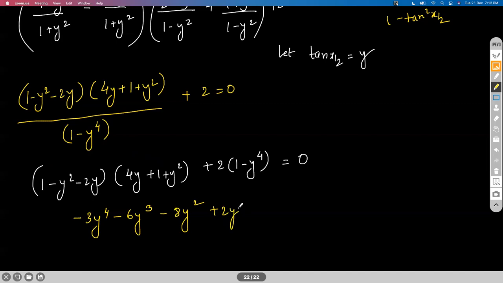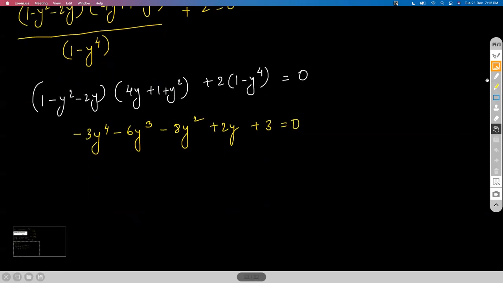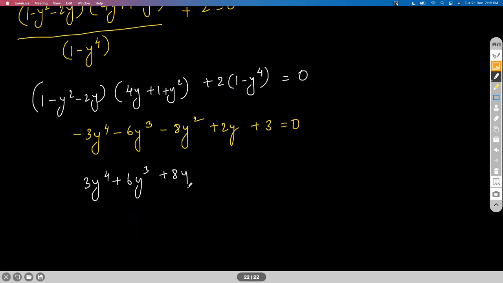Plus 2y. And the constant terms will be coming from here, 2 and this 3. So 3 will be your constant term. If you want, you can multiply throughout with a negative sign also and just write it like this. Now, this is a biquadratic in y. How do I solve it?